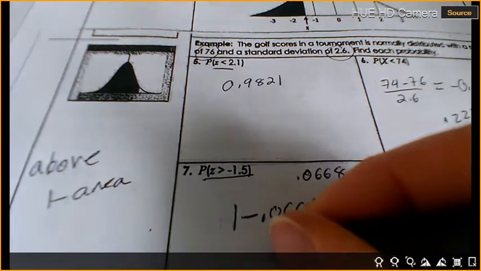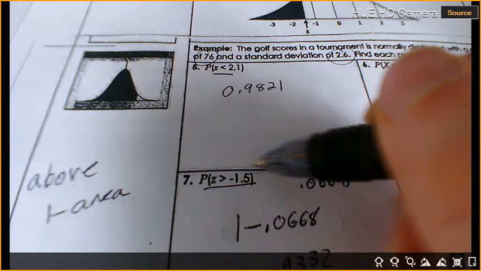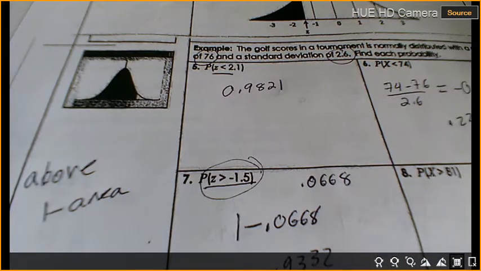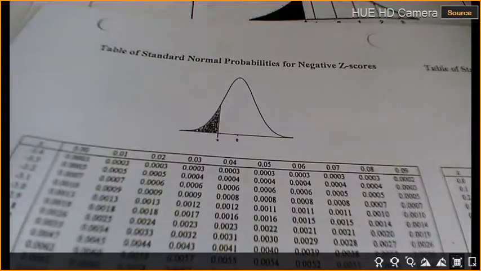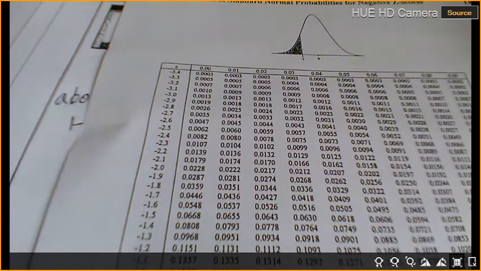Z, and I get 0.9332. So, do you get that I have z right here? It's given to me. Yes. Okay. So, hold on. I'm on z. These are my z-scores, correct? You're with me so far?